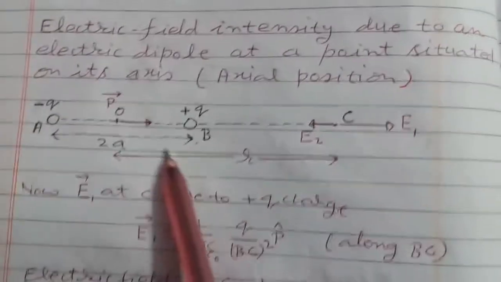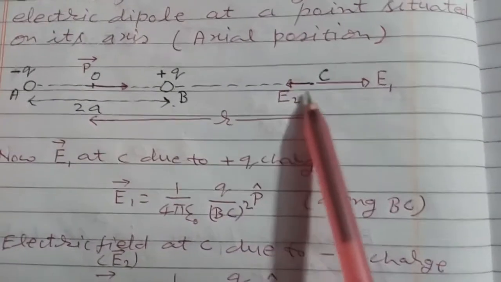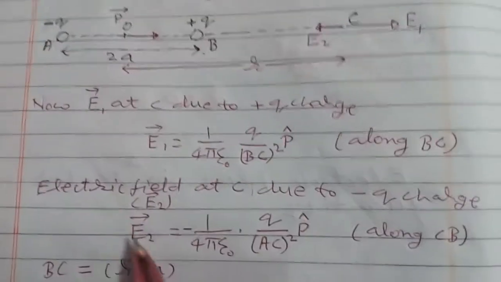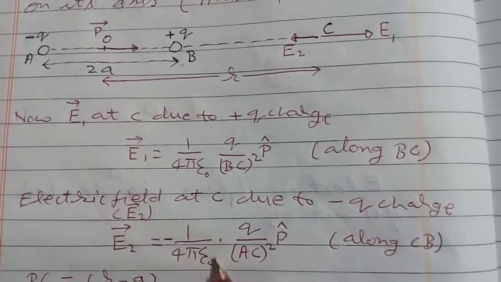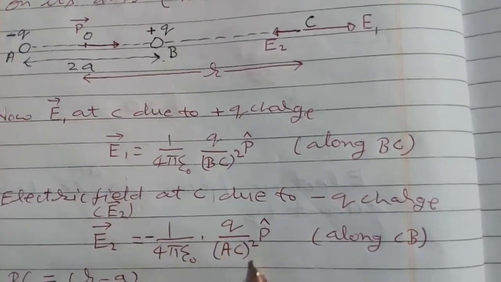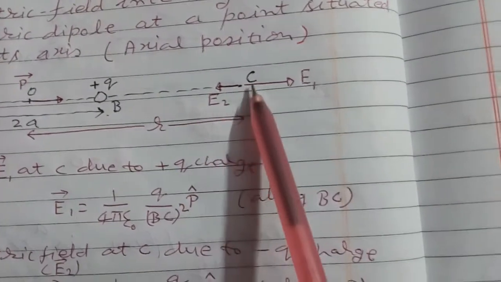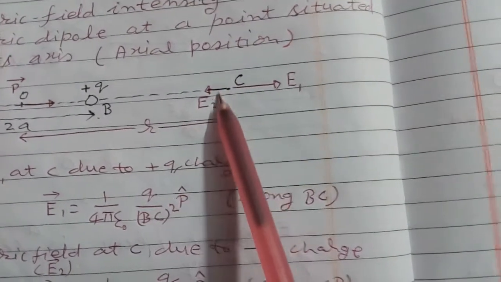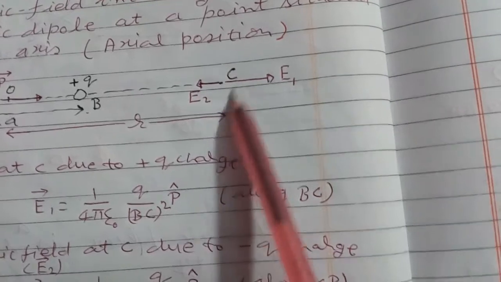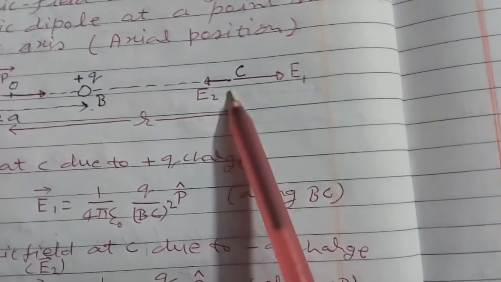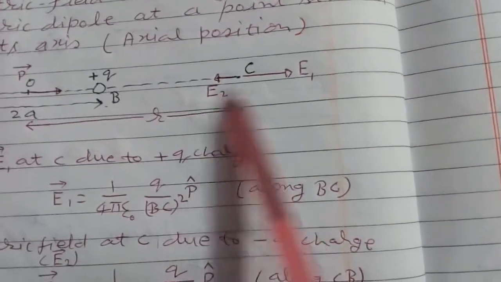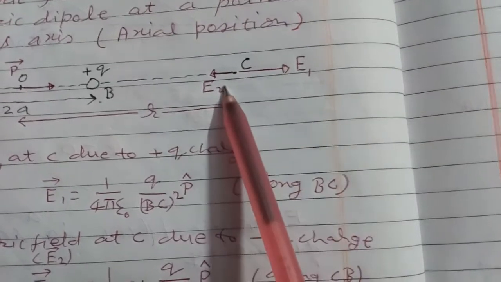Similarly, electric field intensity due to minus q charge, this is in this direction, and this is equal to E2 is equal to minus 1 upon 4 pi epsilon naught into q upon AC square into unit vector p along CB. These two fields are in opposite direction to each other. So net field will be along BC because E1 is greater than E2.